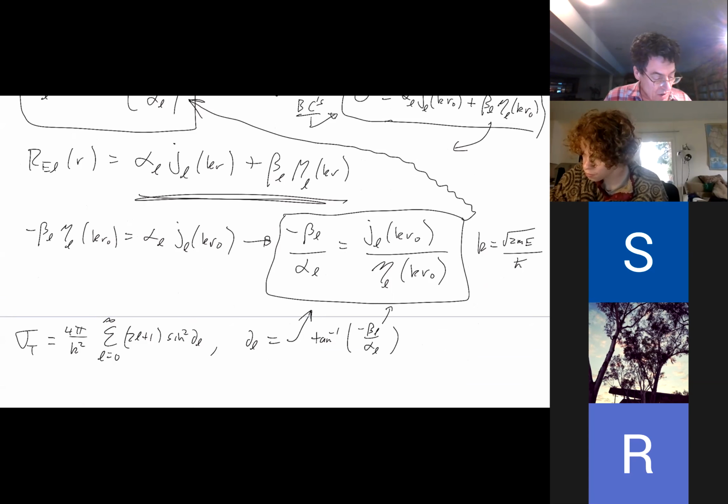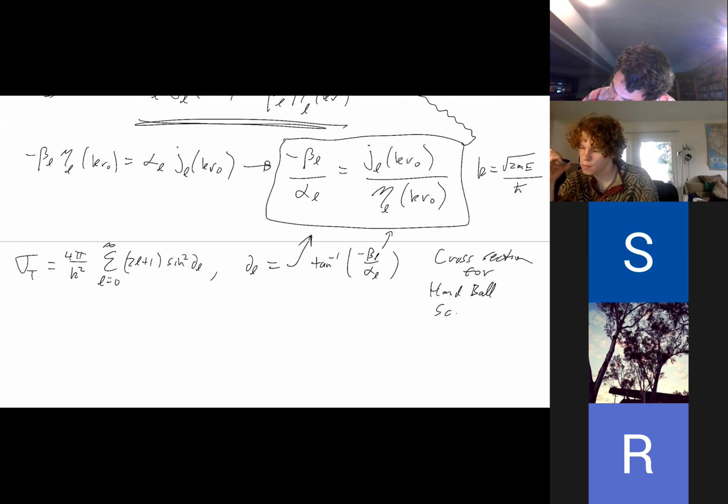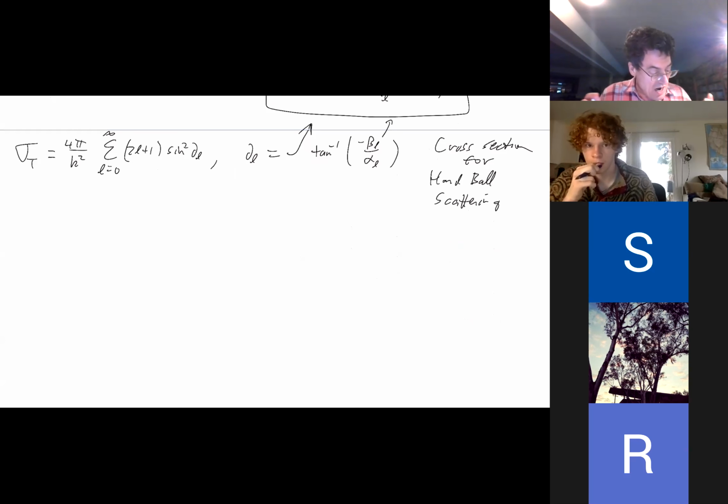Okay, so that's it. And so that's the cross section for hardball scattering. We solved it. Exactly, no approximations even. That's the cross section for hardball scattering. But now let's consider some limits.